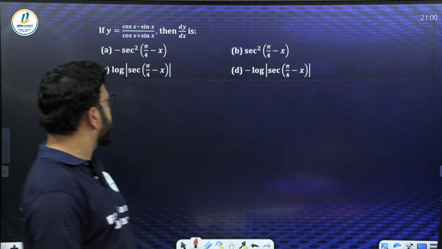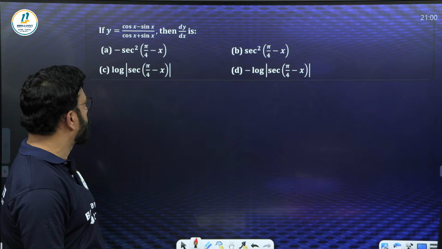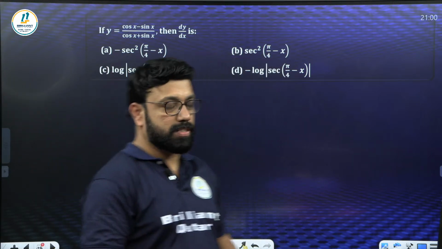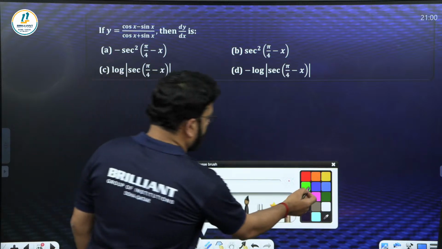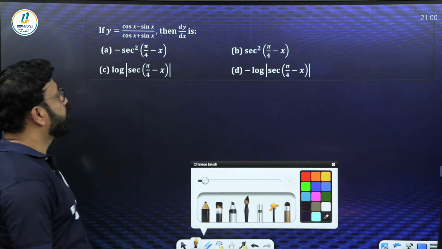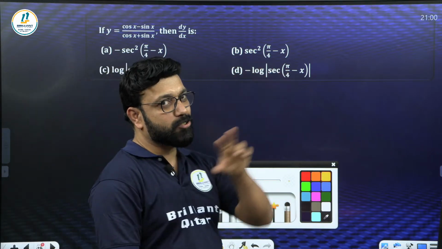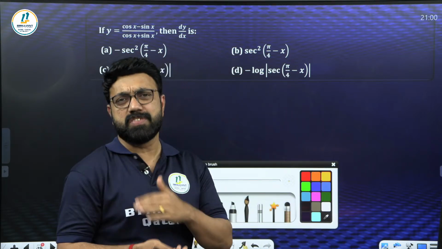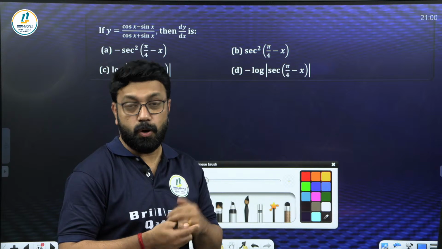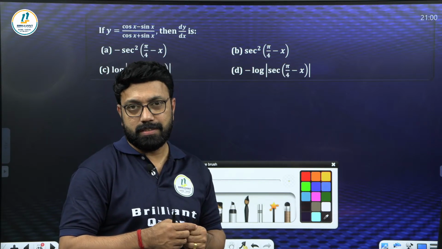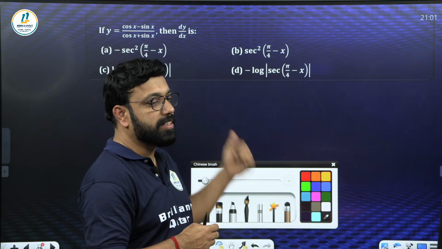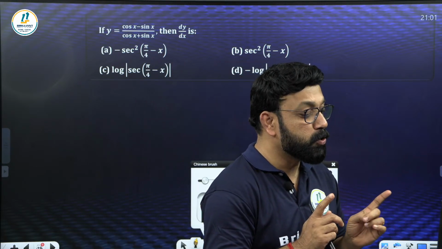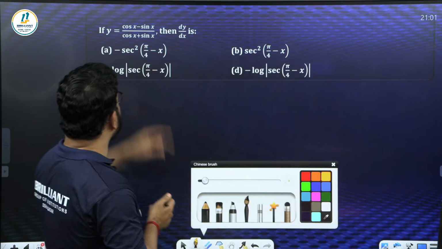y equal to cos x minus sin x by cos x plus sin x, then dy by dx equal to what? See, this type of question, what we want to do? Check the options. Sec square is coming, log sec x is coming, something we want to think about that. Which derivative is sec square? Tan derivative, right? Any chance to make it tan? No need to go to quotient rule. You know, convert to tan.